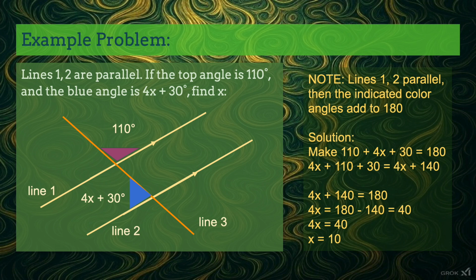Then all you do is move the numbers around. The 110 plus 30 is going to be 140. You add that to 4x and you get 180. Then you subtract 140 from both sides, leaving 4x equal to 180 minus 140, which is 40. Solving that for x, you get 4x equals 40, and then x equals 10.